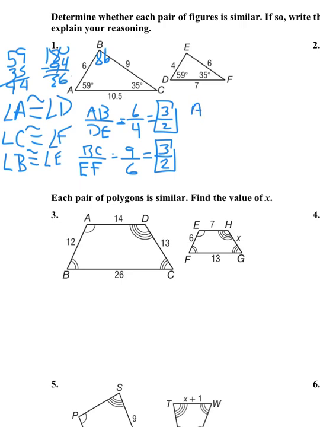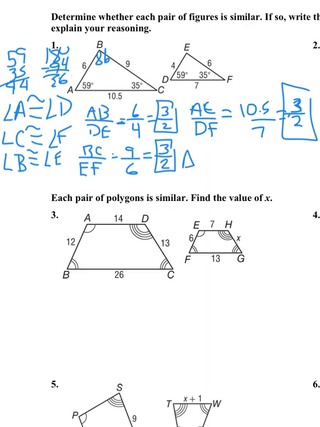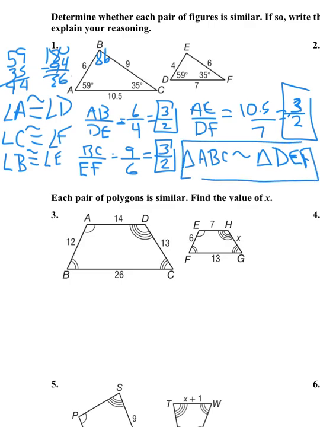And then you have AC over DF, which is 10.5 over 7, which actually does reduce to 3/2. That's supposed to be a 2. And so again, you need to have all three sides reduced to the same fraction. That's when you know that triangle ABC is similar to triangle DEF. And just like we wrote those statements for congruence, that's a similarity statement right there. Okay, so one done for you if you watch this video.